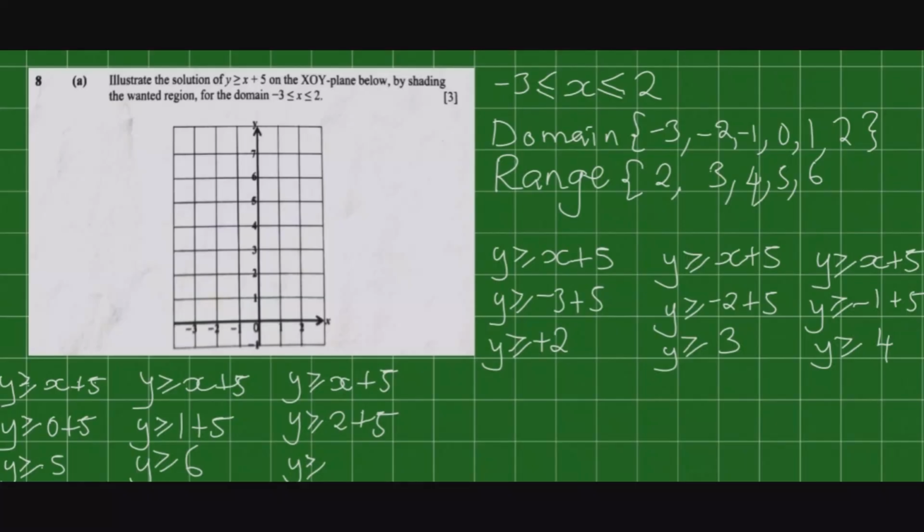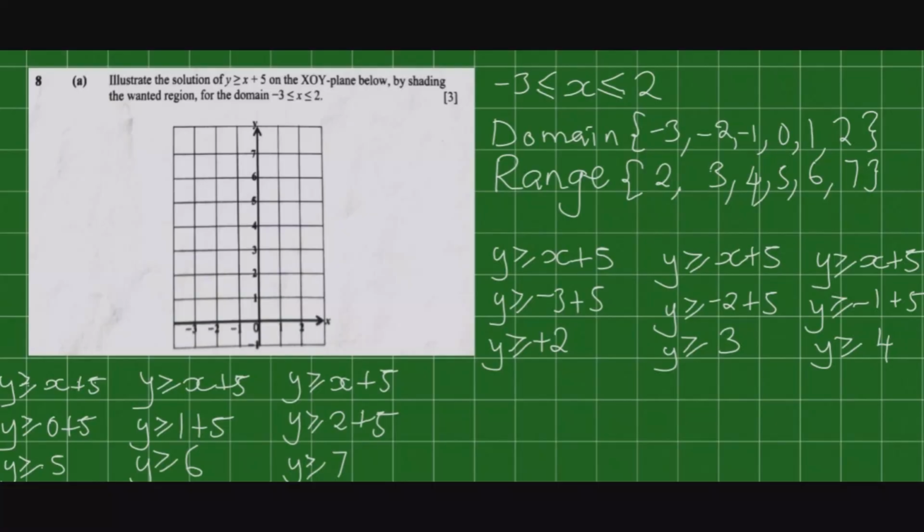Remember, when the signs are the same, we add. So 2 plus 5 will give us 7. Okay, so when x is equal to 2, then y will be equal to 7. Now we have found the range, we have found the elements of the range, so now we can plot the points. Okay, so here, without wasting your time, we are going to plot the points, so pay attention.